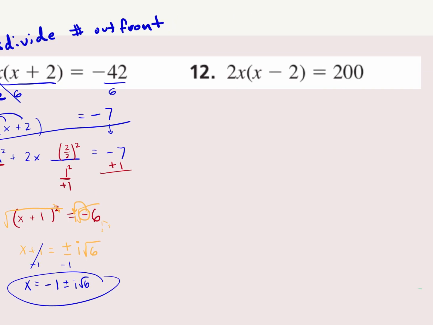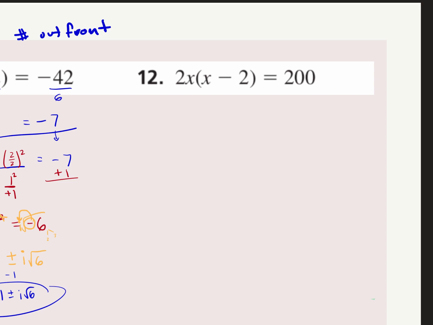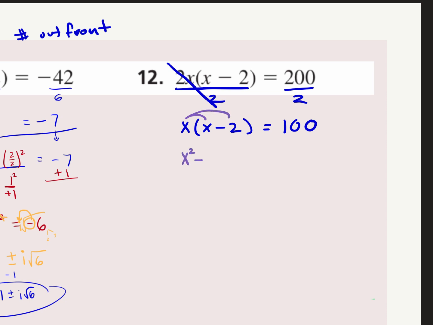Number 12 is the same. So when it looks like this, you want to divide the number out front. So I'm going to divide both sides by 2. It just cancels out with the 2 there. So then I have x times x minus 2. And 200 divided by 2 is 100. Second step, just like we did in the last one, is to distribute. So this would be x squared minus 2x. I'm going to leave a space to complete the square, and it's equal to 100. So our 2 additional steps here were to divide the number and then distribute.